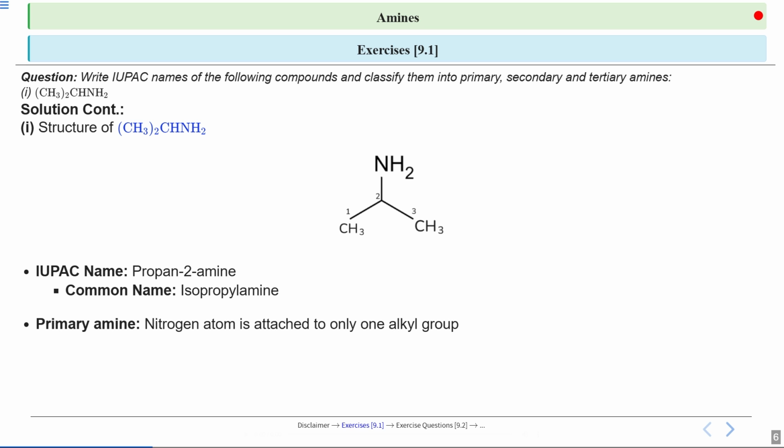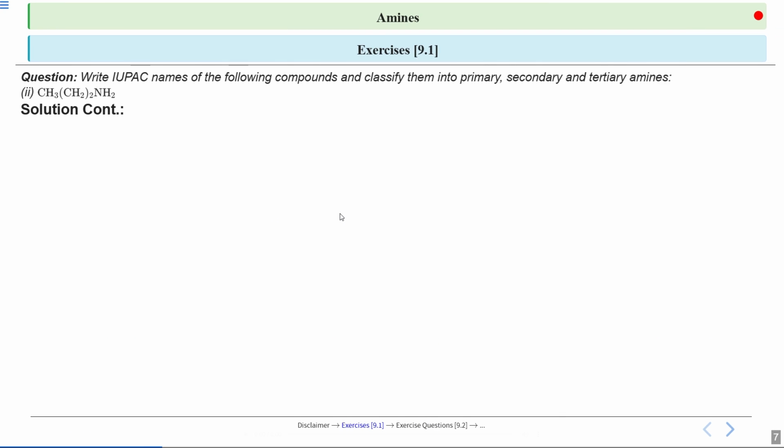Now, this is a primary amine because this nitrogen is connected with 2 hydrogens and 1 R group, which can be either alkyl or aryl. In this case, we have an alkyl group. So nitrogen is attached to only 1 alkyl group, so this is a primary amine. In this manner only, we will solve the rest of the parts of this question.